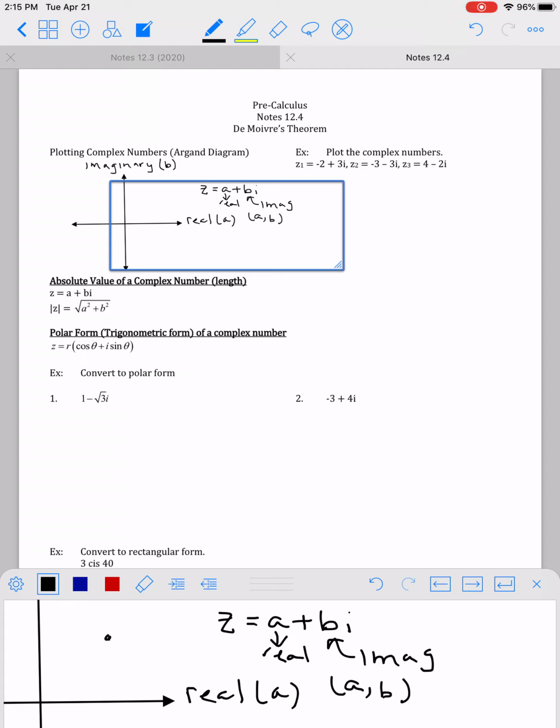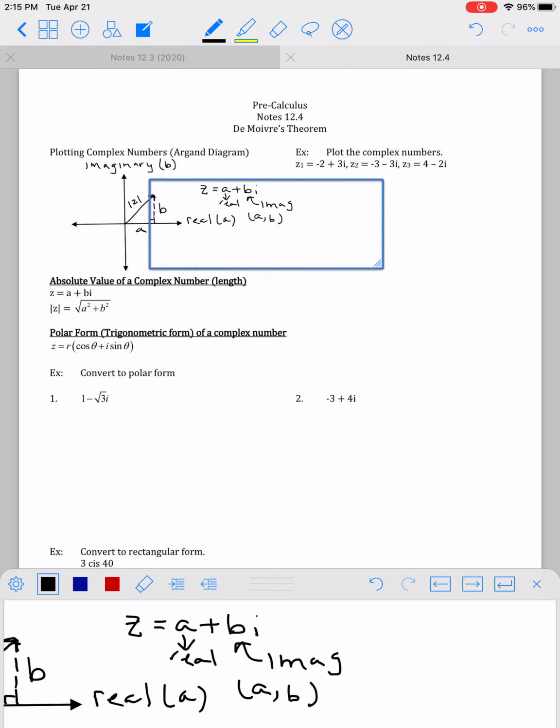So if I pick a point in the first quadrant and I create a vector to that point, that would be graphing z. And the length, which is the absolute value of z, and if we drop an altitude, that would be an A and a B, so we get a right triangle, and that's where it comes down in the next one when it says absolute value of a complex number and length. That's why we're going to basically do the Pythagorean theorem, and we'll show that to you in a minute.